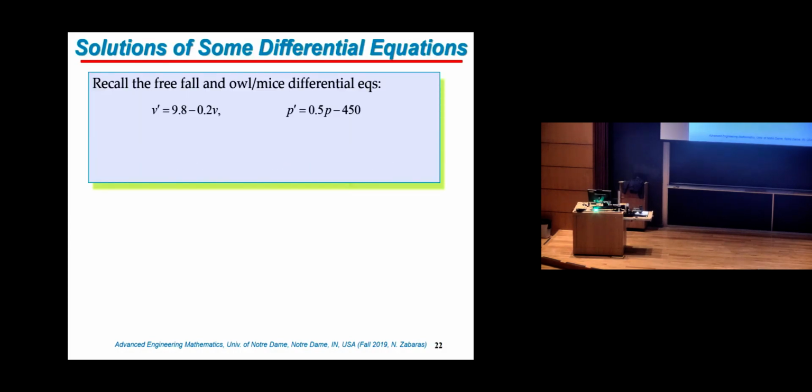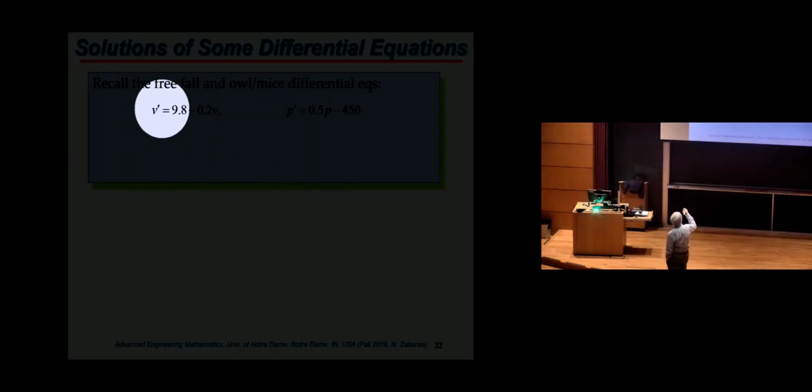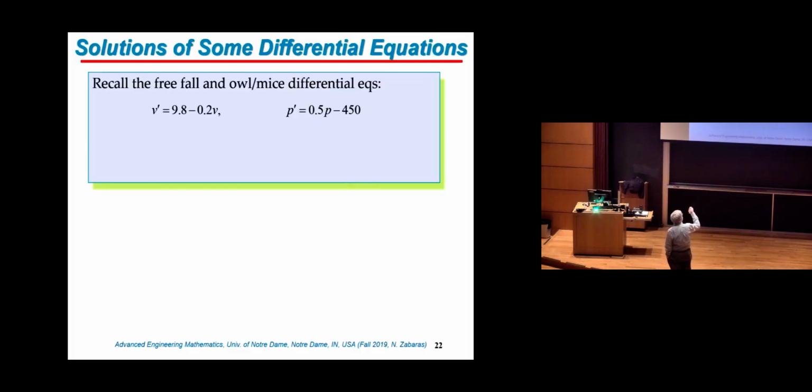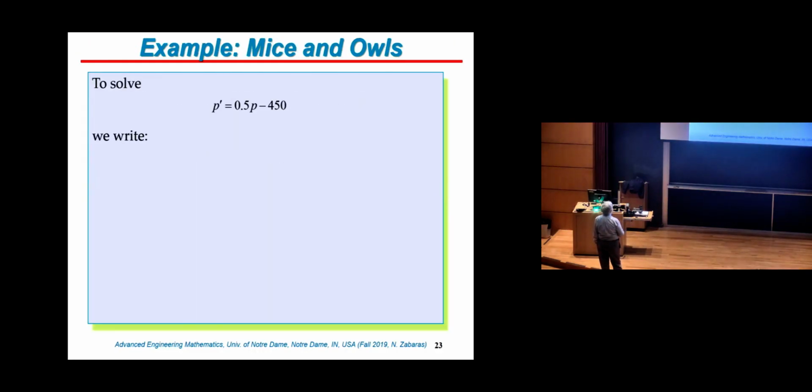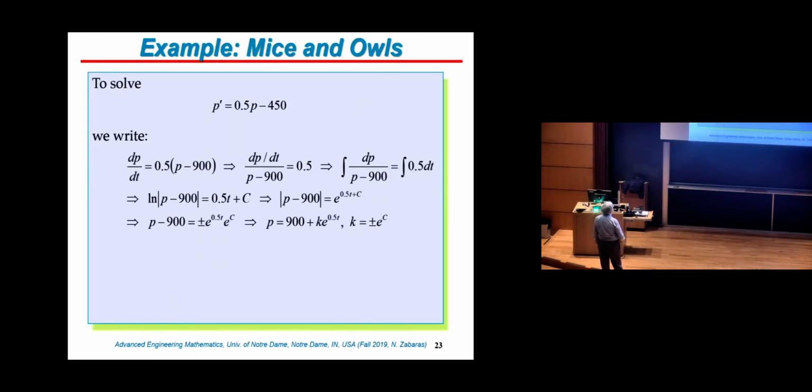Okay, so these are the two problems. You remember we had this falling ball under gravity and some air resistance, and then we had this population of mice given by this equation. So we want to solve these problems. They fit under this category, y prime equals a y minus b. So I'm going to go rapidly to discuss this. The solution of these equations, you don't need to learn anything from me. It's basic trivial manipulations of calculus.